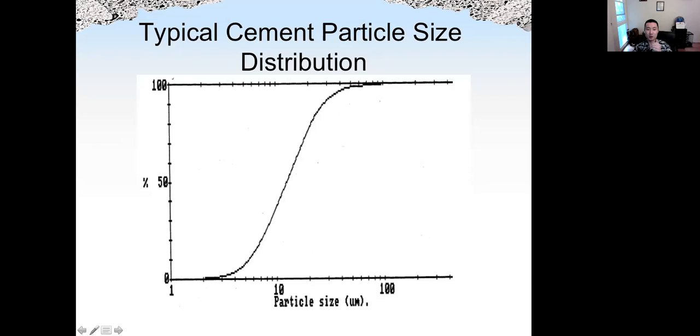Here shows the particle size distribution for cement. As we can see, the median size is around 10 to 20 micrometers. That is the typical size for Portland cement.